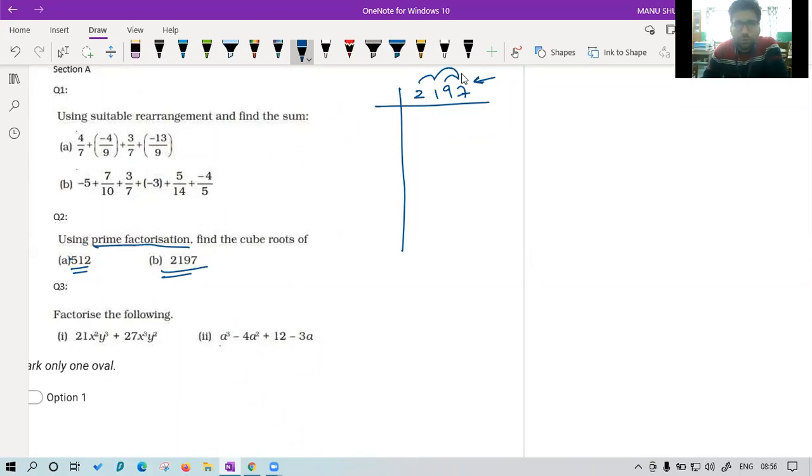So we cannot divide by 6 also. By 7 you can check. 7 3s are 21, then 9 will come. 7 1s are 7, then 2, 27. We cannot divide. 7 will not work. 8, 9, 10, nothing.